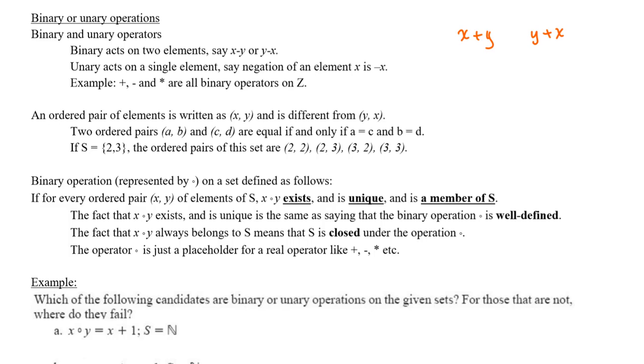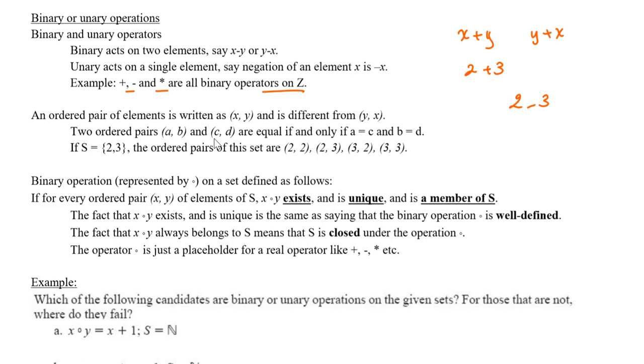And the same with subtraction, multiplication, and so on. For example, 2 plus 3 or 3 plus 2. A unary operation is done on a single element, such as negation. An ordered pair of elements is written as (x, y) and is different from (y, x), because of course 2 minus 3 will be different than 3 minus 2.